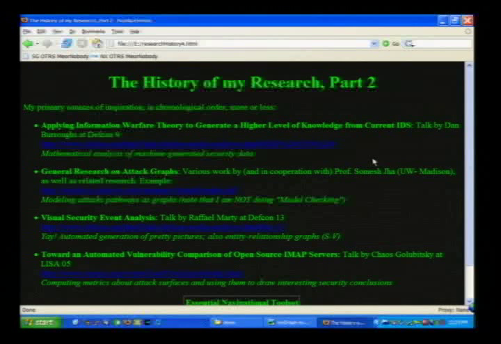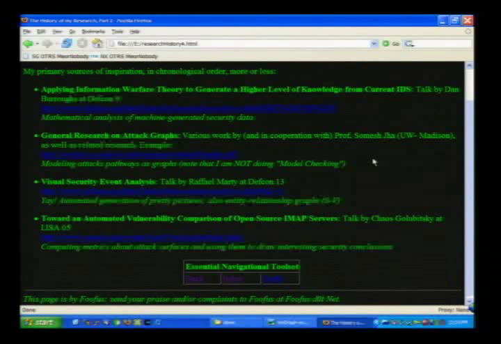So I also cite a number of different sources. One is Dan Burrows's talk from Defcon 9, which introduced me to the idea that you could actually do math on data that you collect. The second one is a researcher that I'm familiar with from UW-Madison near my hometown, who does computation on graphs, trying to do computation on graphs that represent attack patterns.